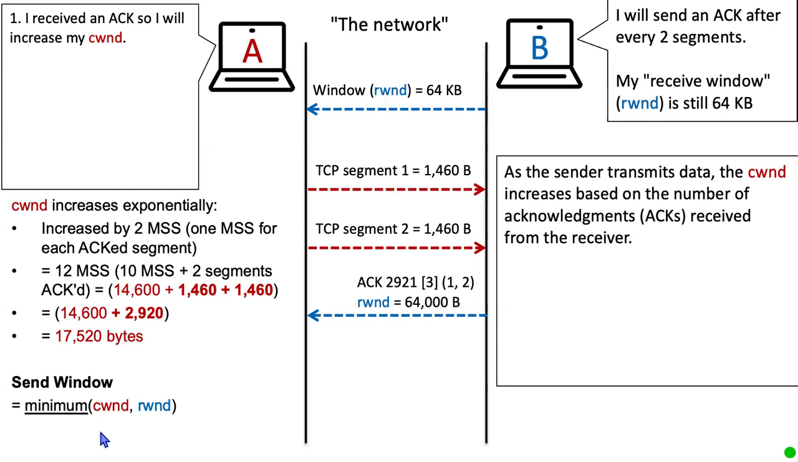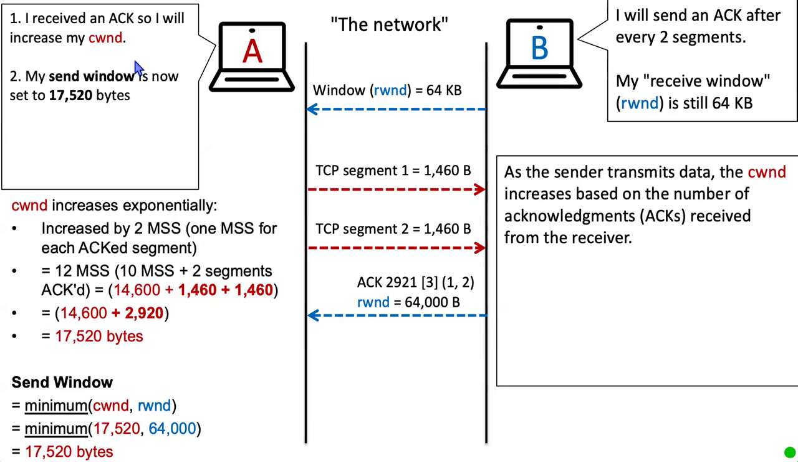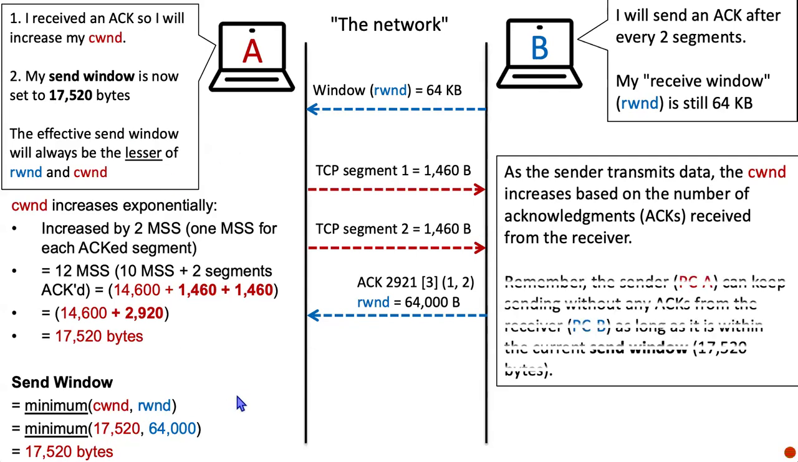So what's the send window now? It's the minimum of the congestion window, 17,520, and the receive window, which is currently still 64,000 bytes. So the send window is, of course, going to be the minimum of these, which is 17,520 bytes. So PCA says, oh, my send window is now 17,520 bytes. The effective send window will always be the lesser of these 2 values.